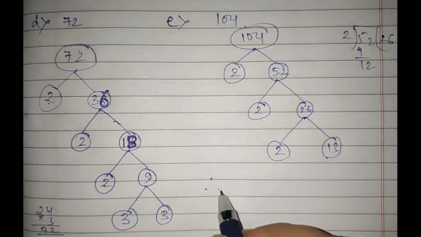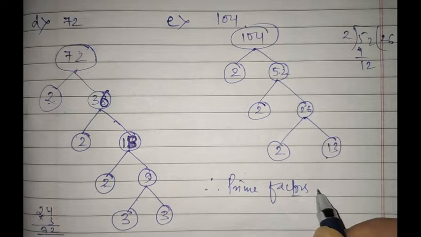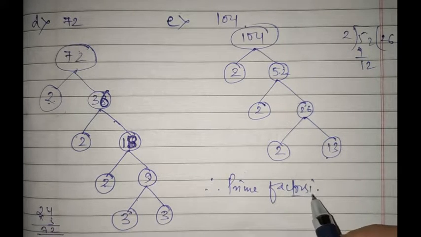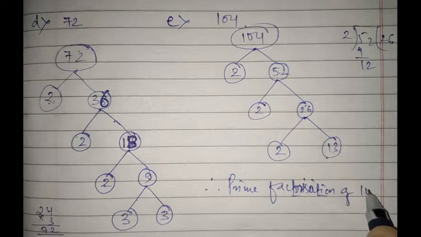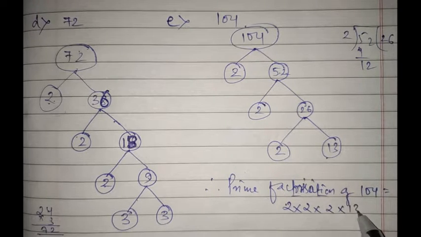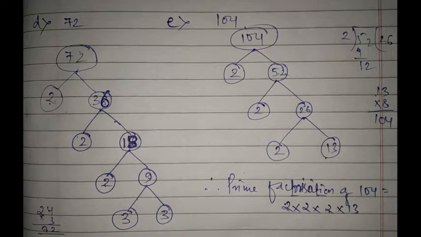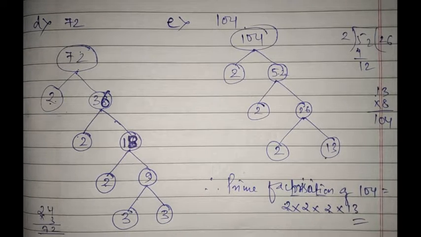So therefore the prime factorization of 104 using a factor tree is 2 into 2 into 2 into 13. So 2 times 2 is 4, 4 times 2 is 8, 8 into 13 is 104. Alright, I hope you have understood this. This is the way to do it.